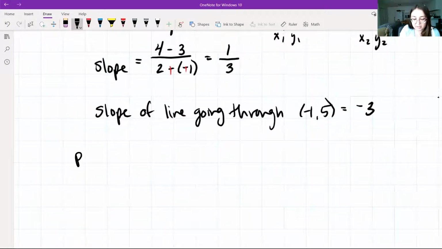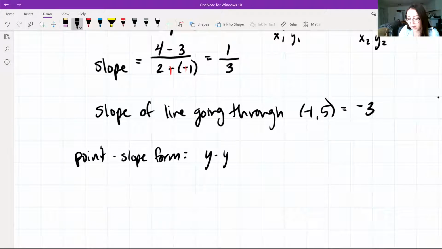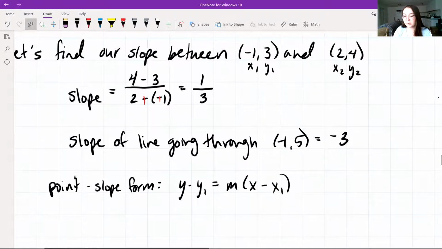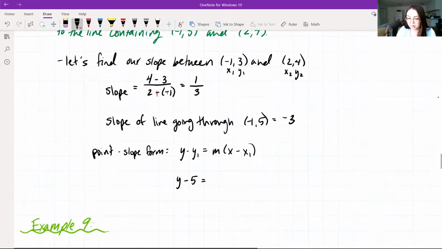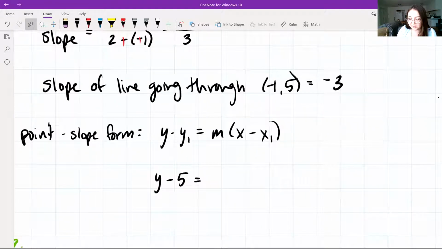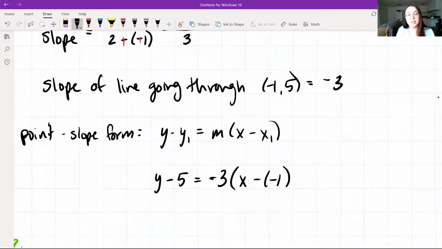And we know our point-slope form is y minus y1 is equal to m times x minus x1. So by plugging these values in, we know our point is (-1, 5). We're going to say y minus 5 is equal to... I wrote that right? Yep, all right. y minus 5 is equal to -3 times x minus -1.